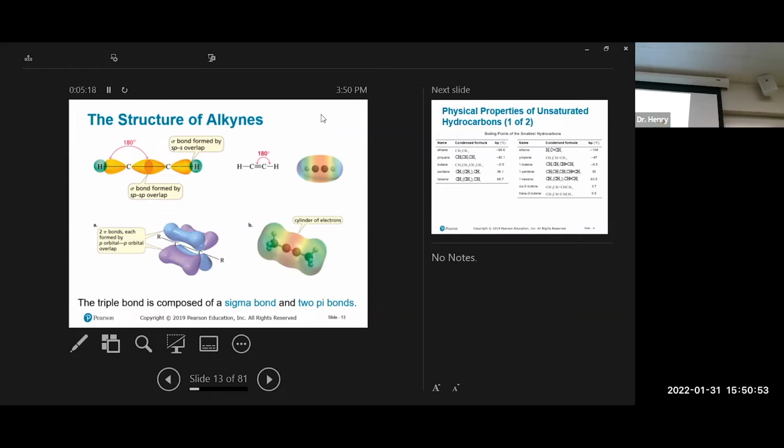More surface area, the higher the boiling point. That is correct. So the boiling point is going to increase as the surface area increases.